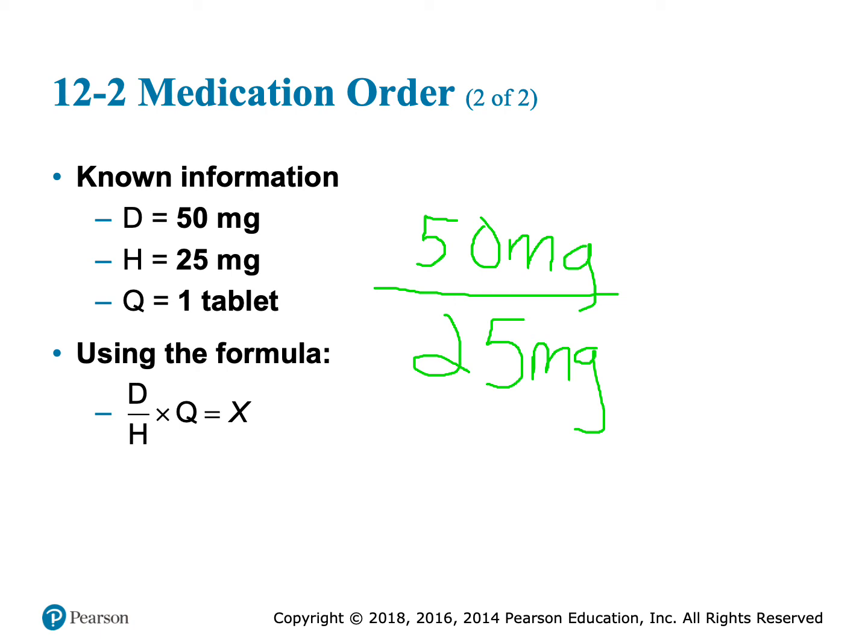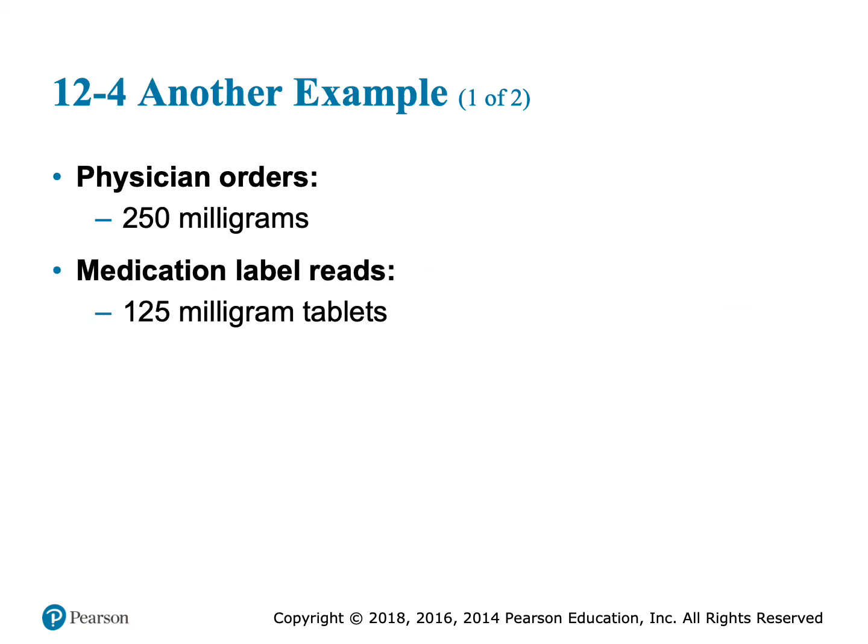Now let's look and see if the units of the D and H are the same. And yes, they are. They're both milligrams, so we're good there. And then we're going to times this by the quantity. And it tells us the quantity is 1 tablet. For sake of space, I'm not going to write tablet, but I think it's a good idea that we do when we're working these out. And then that is going to equal our X. This is the way that we would set up this problem: 50 milligrams over 25 milligrams times 1 equals X. All right, let's look at another example.